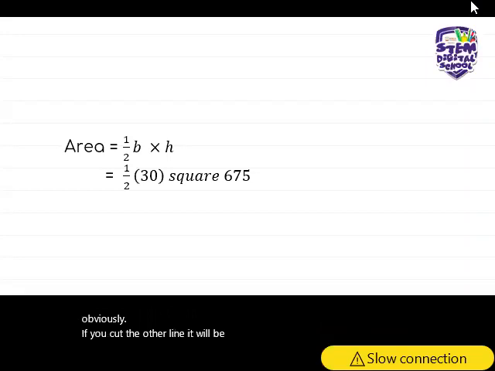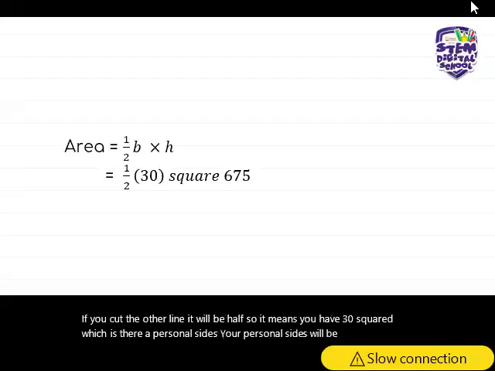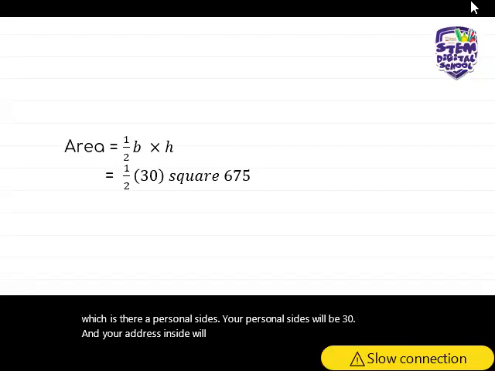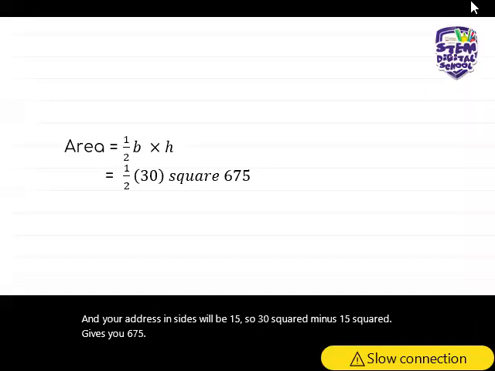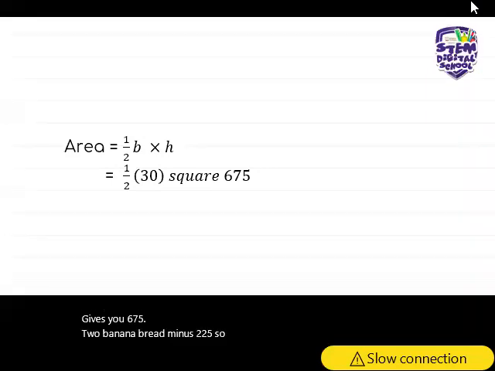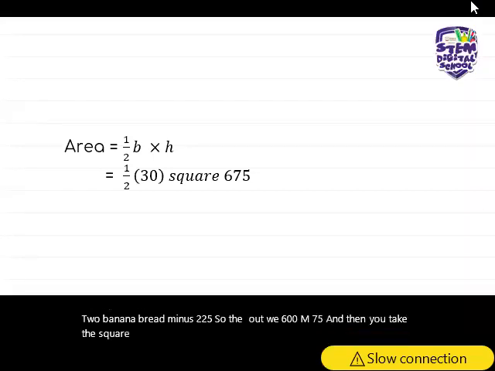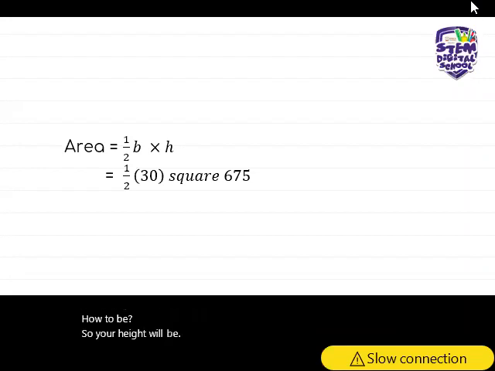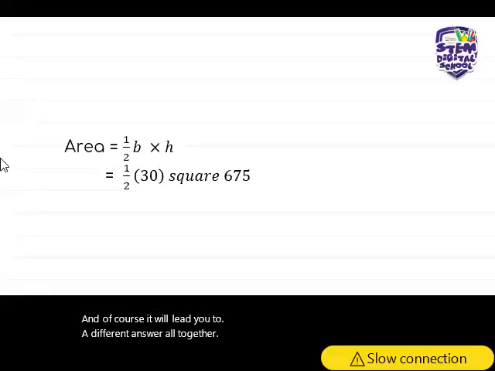So it means you have 30 squared, which is the hypotenuse side. Your hypotenuse side will be 30, and your adjacent side will be 15. So 30 squared minus 15 squared gives you 675. It will be 900 minus 225. So the answer will be 675. And then you take the square root of 675, and then you multiply that by half a base. So your height will be the square root of 675. That will definitely be your height. And of course, it will lead you to a different answer altogether. I hope that it makes sense.